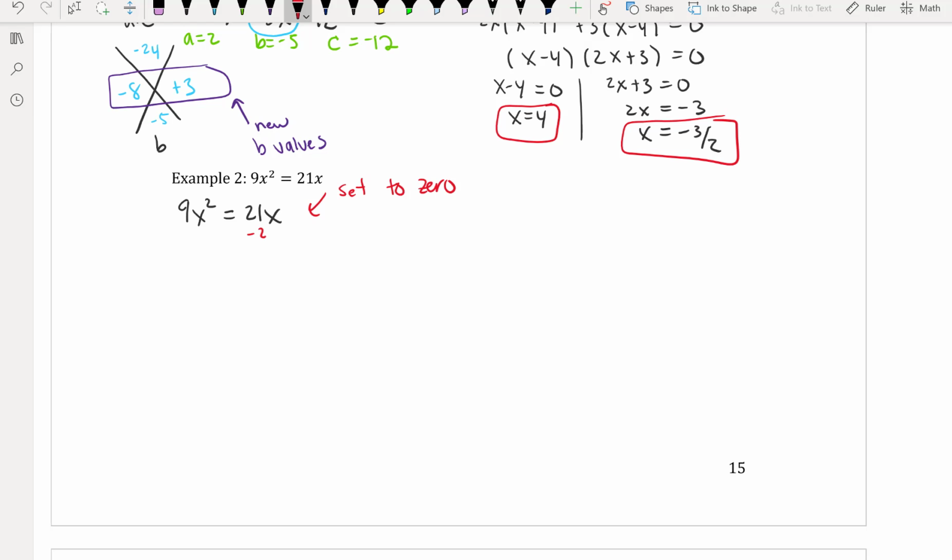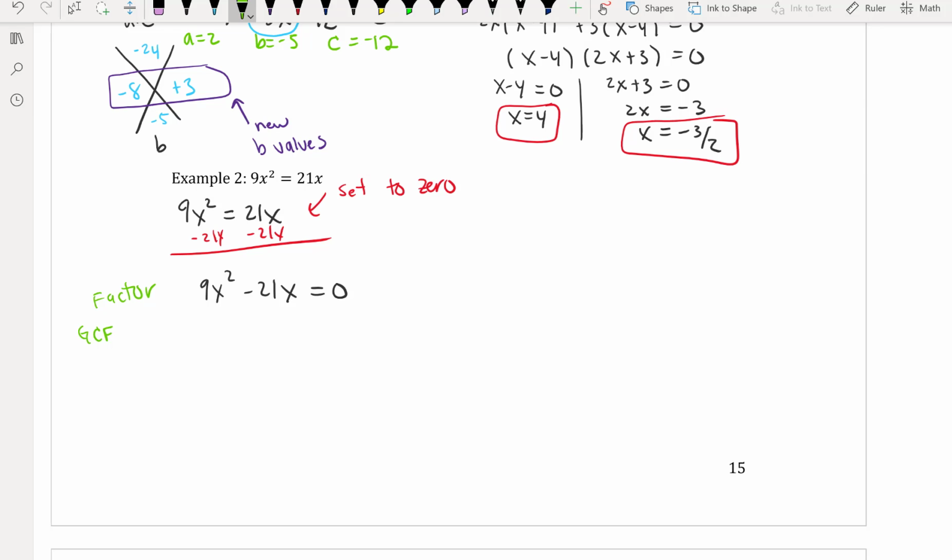So I'm going to subtract 21x from both sides. So I'm going to have 9x squared minus 21x is equal to 0. So now, as a factor, I only have two terms. So I want to think about the greatest common factor. Here, my greatest common factor is going to be, I think it's 9.